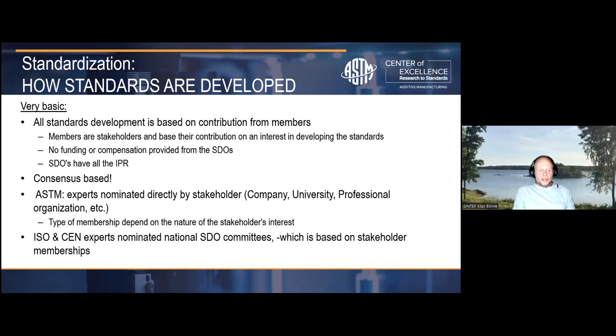In ASTM, experts are nominated directly by the stakeholders, which could be a company, university, or professional organization. The type of membership depends on the nature of the stakeholder's interest. If it's a machine builder, then you're a producer. If you're a service provider, then you are a user of the process. Or if you're just an end user of the parts or products, then you have a different type of membership. In ISO and CEN, experts are nominated from the national committees. You're a member of the national committee, and then they say, okay, you're an expert in this field, you need to develop a standard on that at the national level.